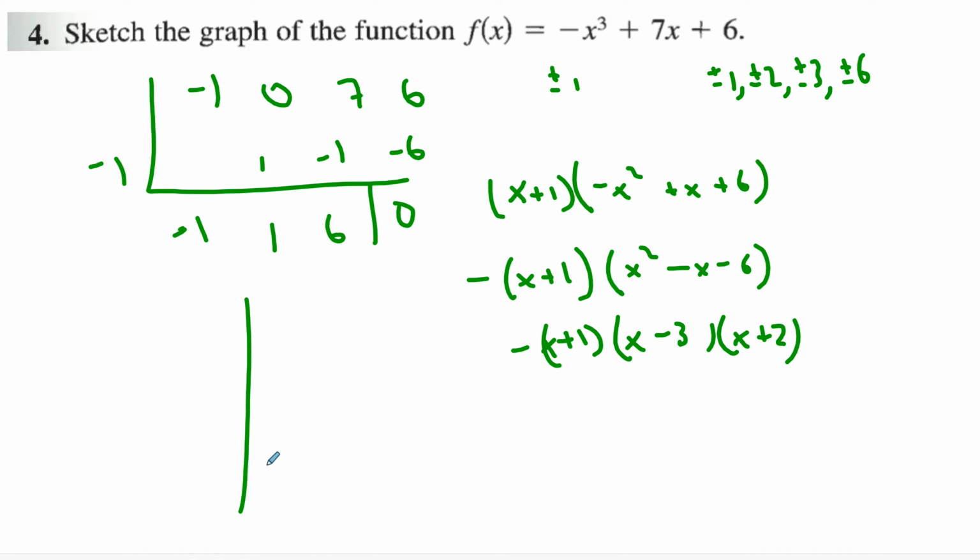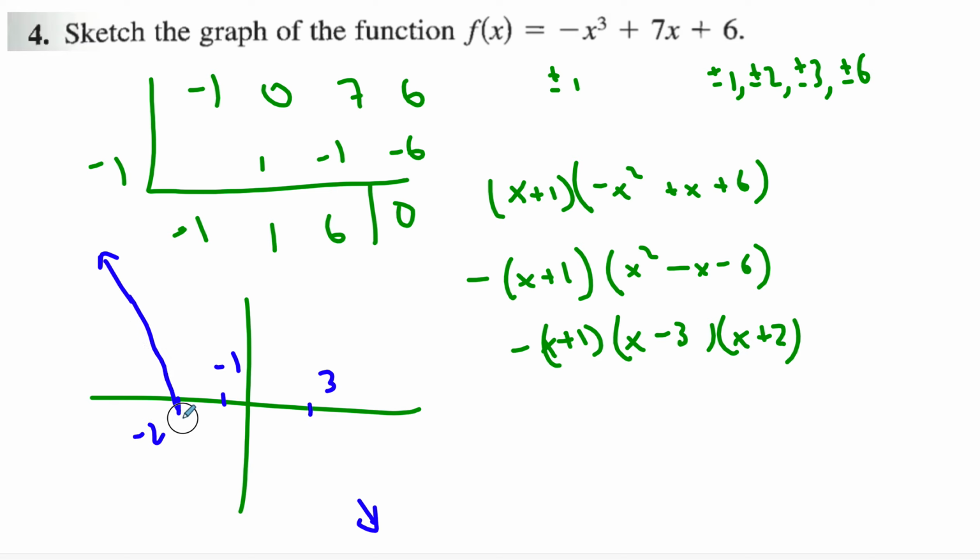And that way, when we're sketching the graph, we know that this is negative, so it's going to start here and end down here. It's going to have zeros of multiplicity 1 at 3, negative 1, and negative 2. So it's going to go down, up, down, like that.